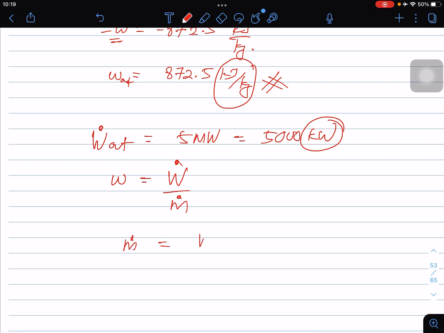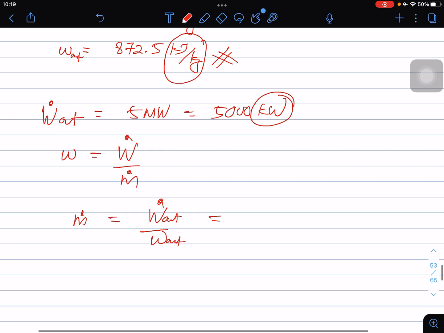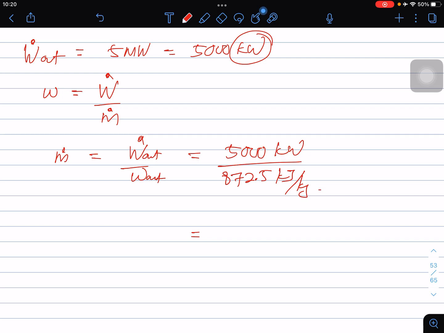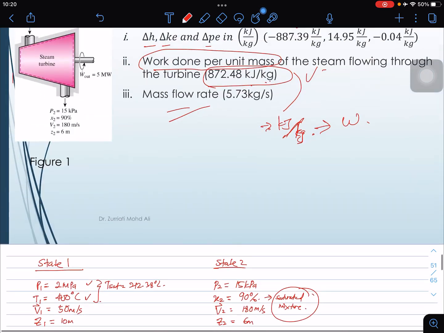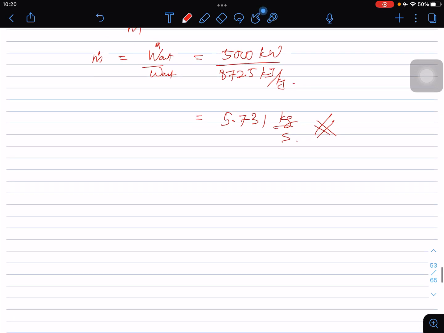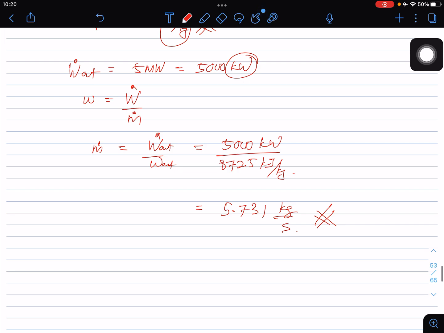m dot equals W dot over w. So this one is based on the power output produced. The upper one here is 5,000 kilowatt, while the denominator should be in kilojoule per kilogram, 872.5 kilojoule per kg. So the unit that you will get will be in kilogram per second. So this becomes 5.731 kg per second. Okay. So this is a question related to the turbine, and I think all of you can look into this tutorial and understand it better.